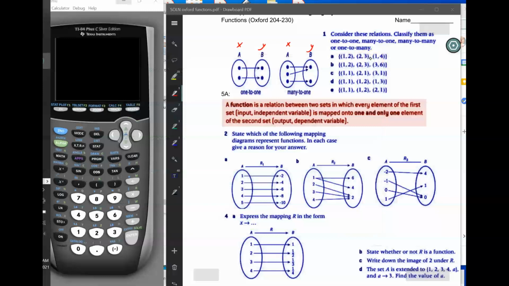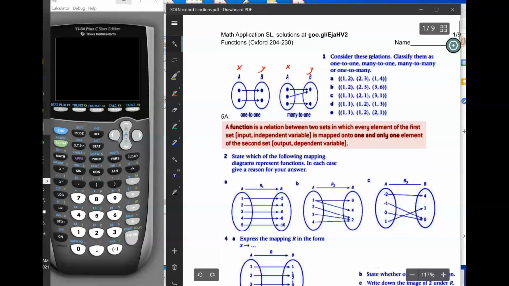Okay, here we are on functions packet, page 1. Number 1, consider these relations. Classify them as one-to-one, many-to-one, many-to-many, or one-to-many. So let's look at a couple of these definitions about what does that mean, one and many.